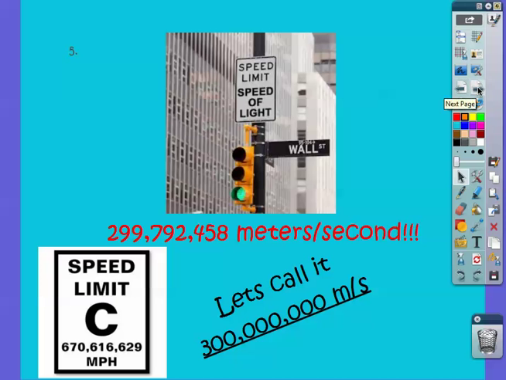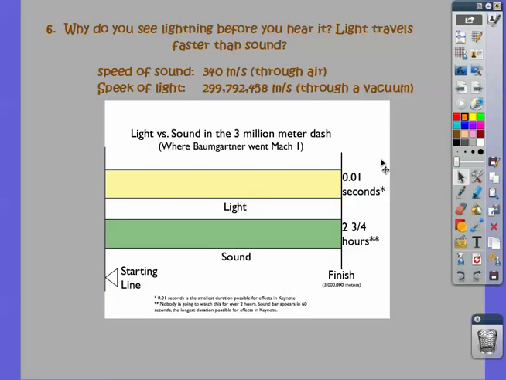So if we looked at the speed of light versus the speed of sound traveling through our atmosphere, light could travel a distance of 300 million meters every second. So if we're looking at a 3 million meter distance being traveled, light could complete that in just 0.01 seconds. Sound, on the other hand, would take almost 3 full hours to complete that same distance. So 0.01 seconds, almost 3 hours, is a pretty huge difference.